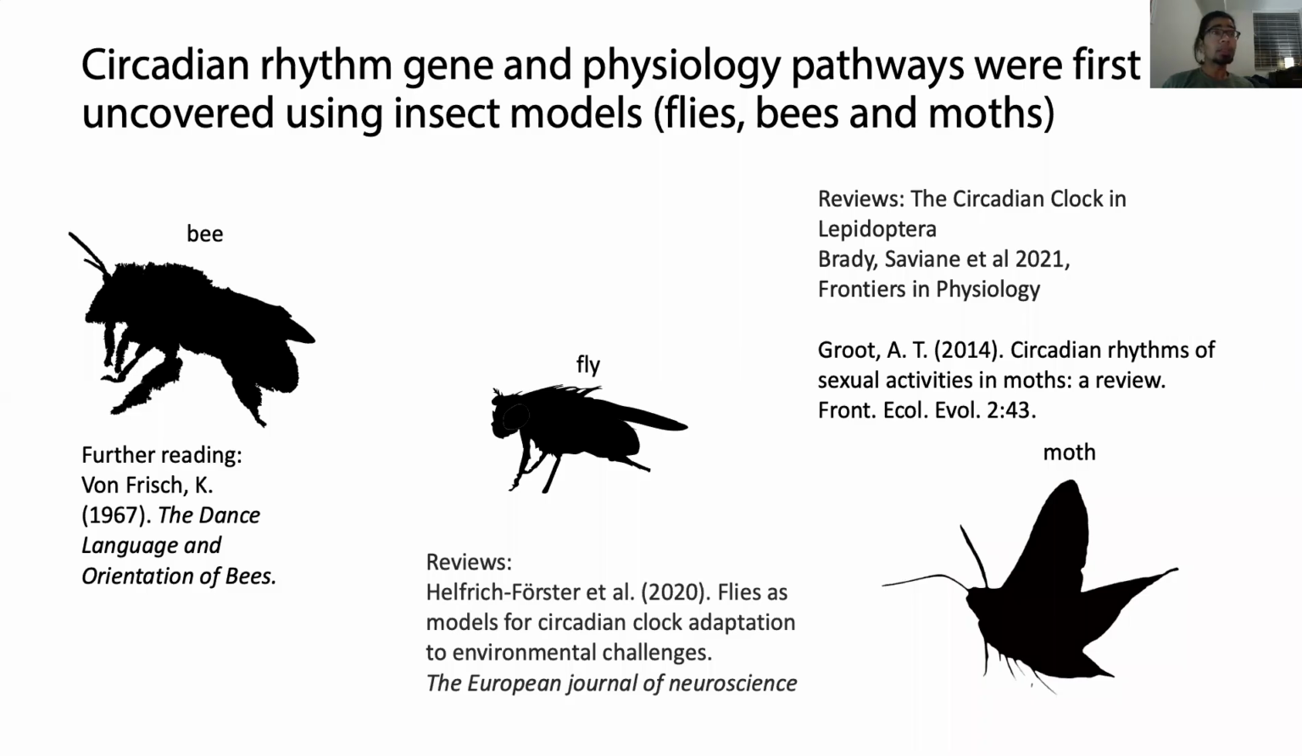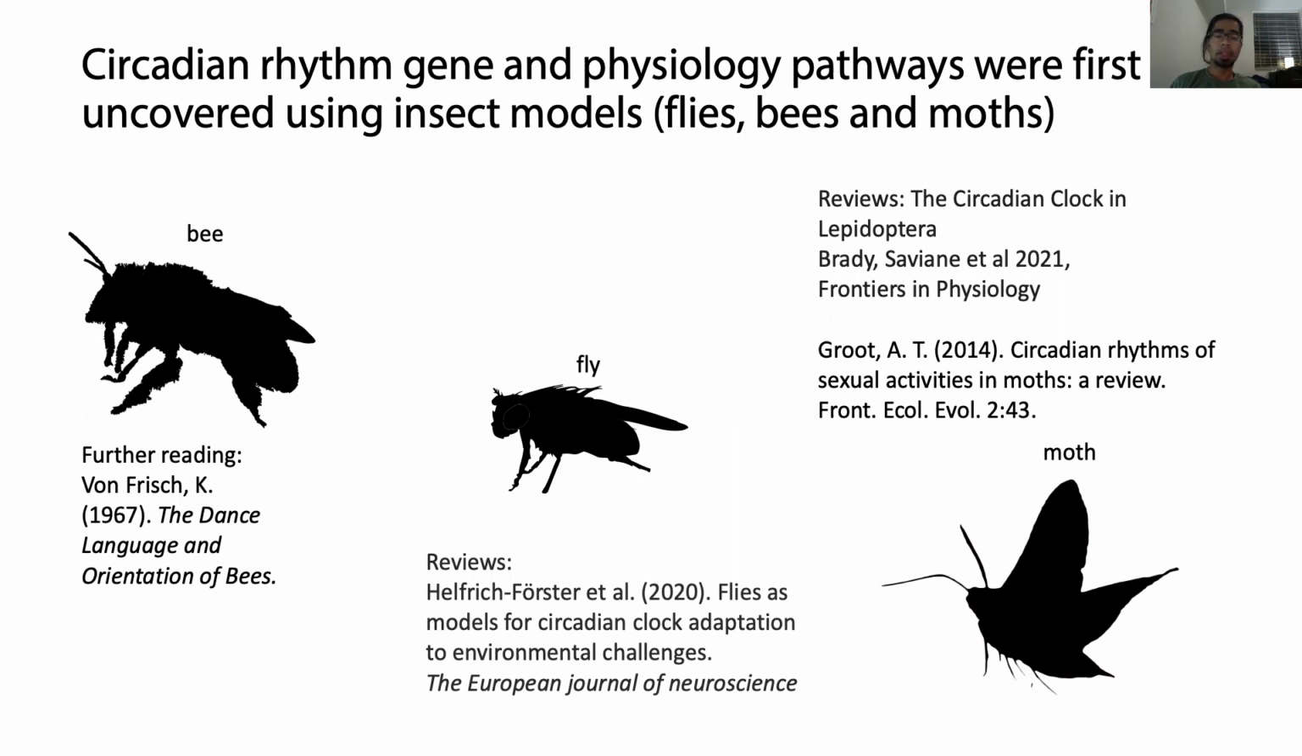Now, insects were key models to uncovering both the physiology and some of the genetics behind circadian rhythms, and work done in bees, flies, and moths has been super important. Carl von Frisch uncovered some of the waggle dance in bees, and what fewer people know is that bees use the sun to navigate to those locations, but they can also compensate for the sun as it moves. And they do that only because they have a circadian clock.